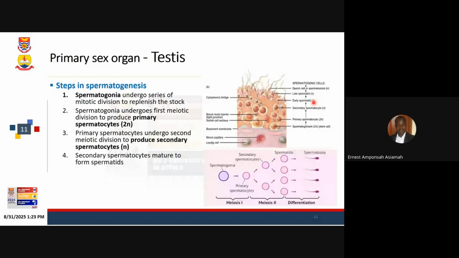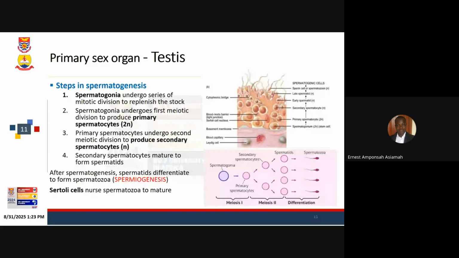Then the secondary spermatocytes would mature to form some cells called the spermatids. Even the spermatids are not so close to the structure of the sperm. Spermatogenesis will produce spermatids, but beyond spermatogenesis is a process called spermiogenesis. Spermiogenesis is where the spermatids differentiate so that they become what we call the spermatozoa, the sperm cells. And that is what we call spermiogenesis.